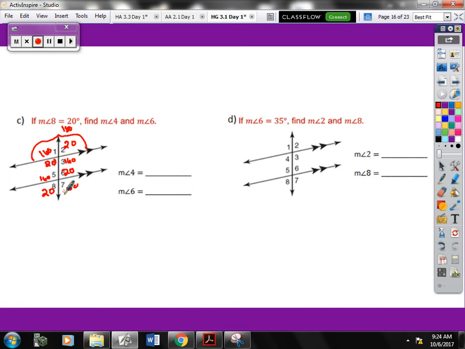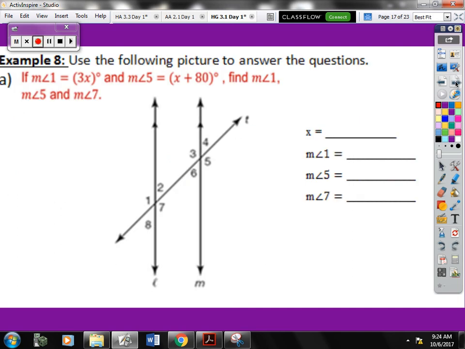So we now can just look back. Angle 4 was this one, that's 20. And angle 6 was this one, that's also 20. All right, we're going to skip over D just so we can get to one of the algebra problems. Now, on the algebra problems, you have one picture for multiple questions, so I'd probably use pencil on this.